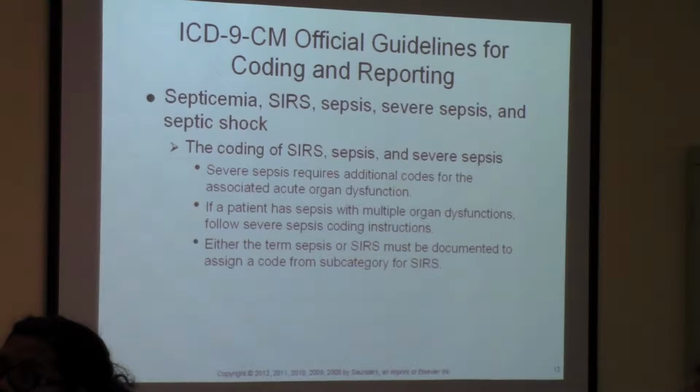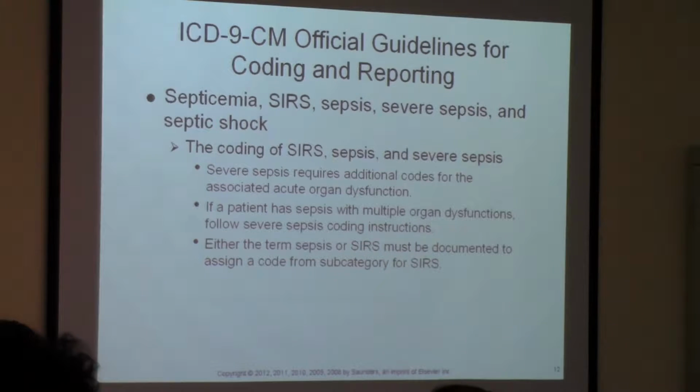Right. This one, okay, one, you have the code for underlying cause. Your second code is going to be 995.92, right? Because that identifies this. And then your third code is going to be the organ dysfunction. The kidney or the heart. So that's going to be your sequence.